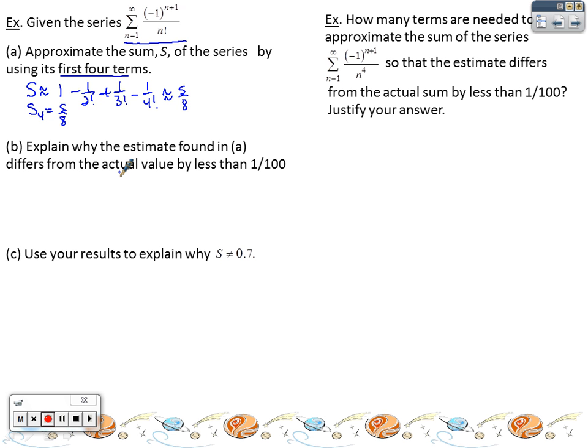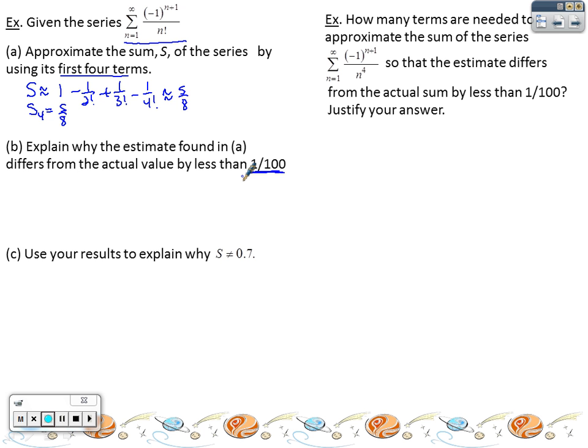Now part B says explain why the estimate found in A differs from the actual value by less than 1 over 100. This wording usually really confuses people. Like, what are they asking for? What they're asking for is for you to find your error bound and prove that your estimate is within this value. They're asking you to find the error. Okay, when they're asking you to do this, explain why the estimate differs, they're asking you to find the error. Okay, so let's do that.